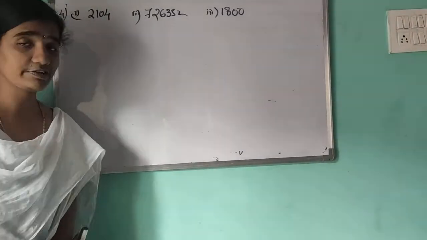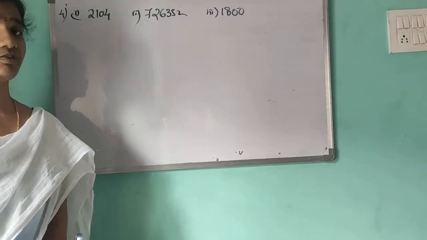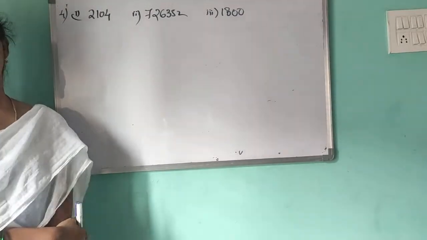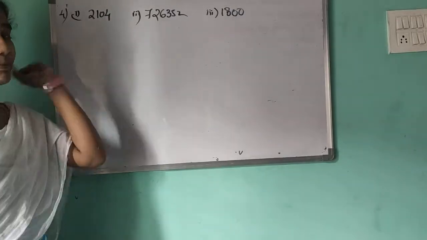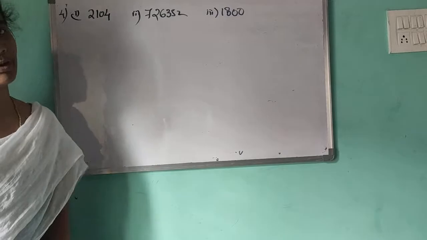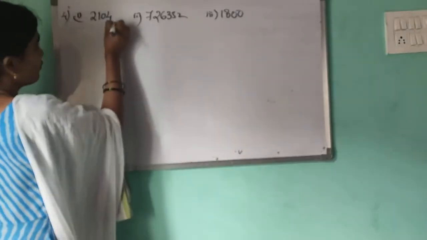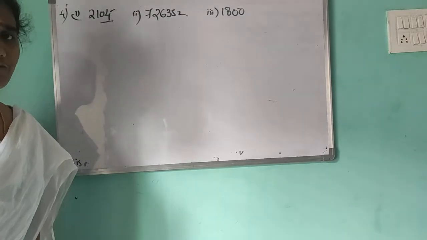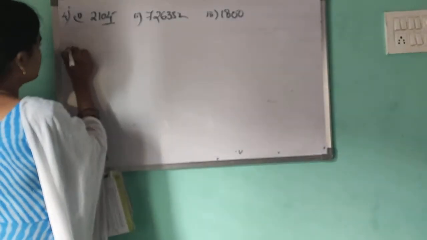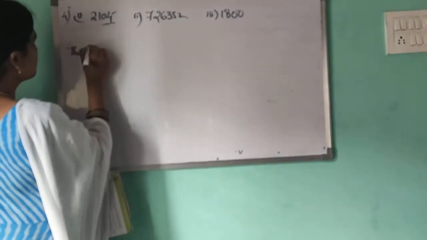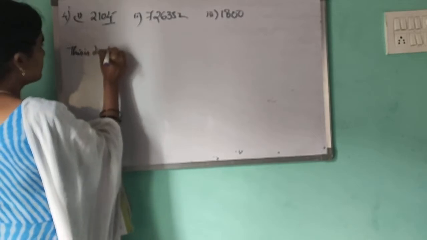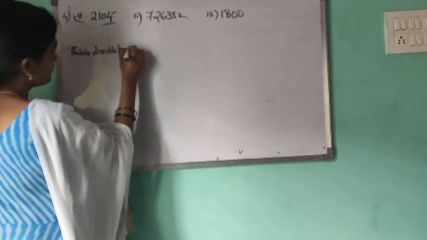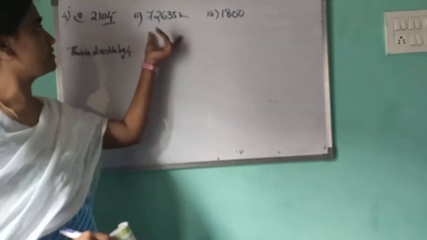What is the divisibility rule of 4? First, you have to check with 4. The rule: if the last 2 digits are divisible by 4, then the whole number is divisible by 4. Here, 0 and 4 are there. 4 is divisible by 4, right? 1 fours are 4. So this number is divisible by 4.